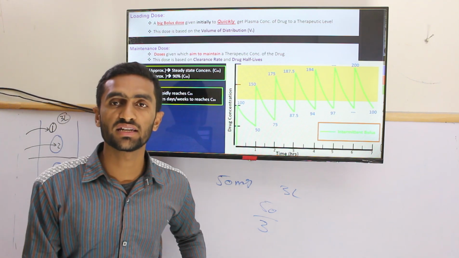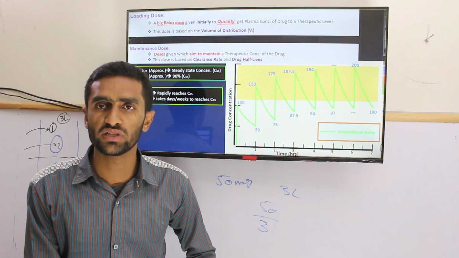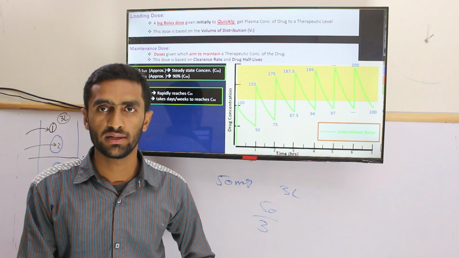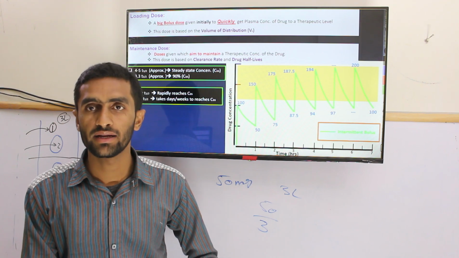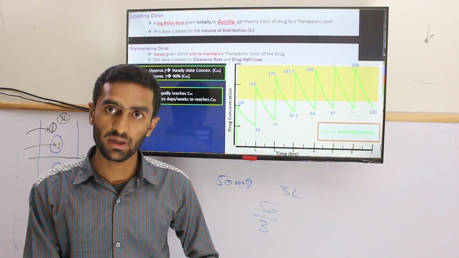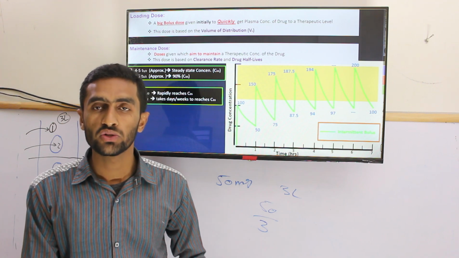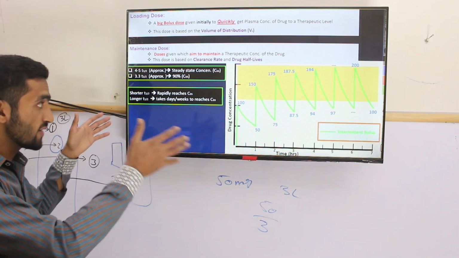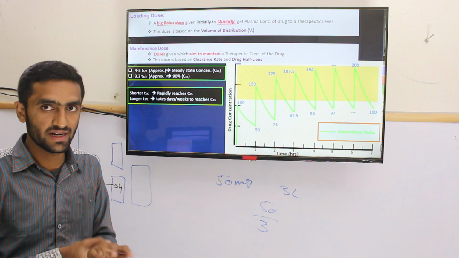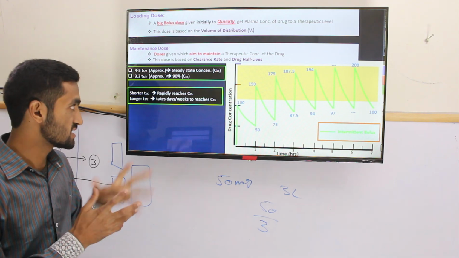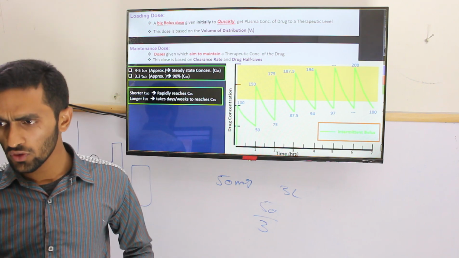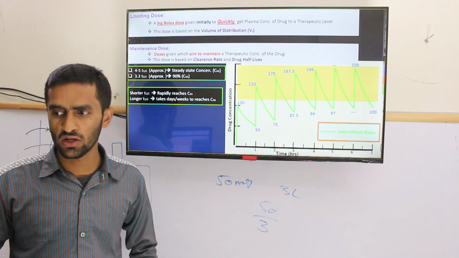If another drug has, for example, a half-life of 1 day, what will happen? It means you need 5 days to reach the steady state concentration by the maintenance dose. So that's why if your half-life is longer, it takes more days and weeks to reach the steady state concentration. If it's shorter, it rapidly reaches the steady state concentration. Okay, I think this concept should be clear.